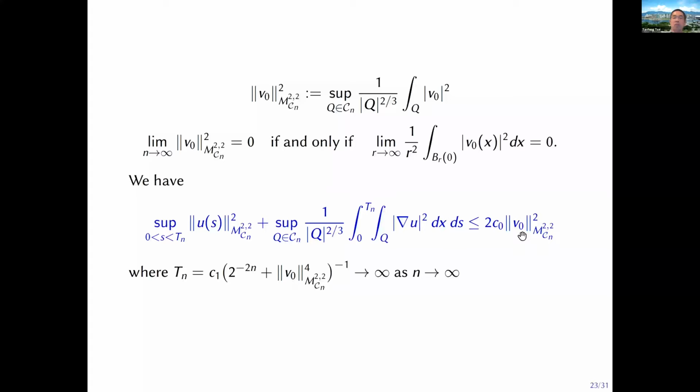So this is an energy bound, but the scale of the cubes here depends on the distance of the center to the origin. So this is not a uniform space estimate. This is the center in this thing here. And then the Tn here can be computed in this way. And then this guy is going to zero by assumption. And so the entire thing goes to infinity. So I think this applied bound is quite interesting.